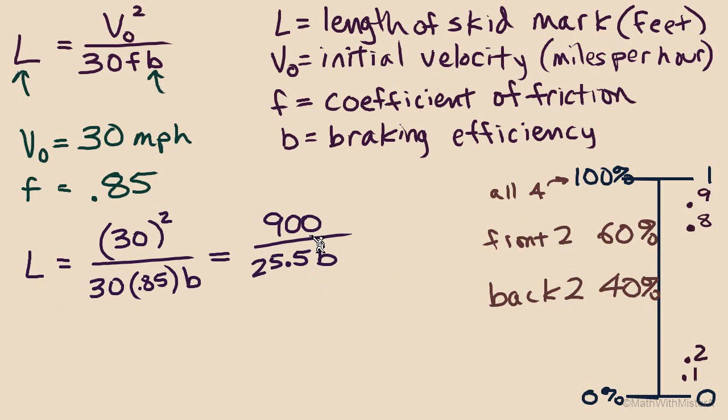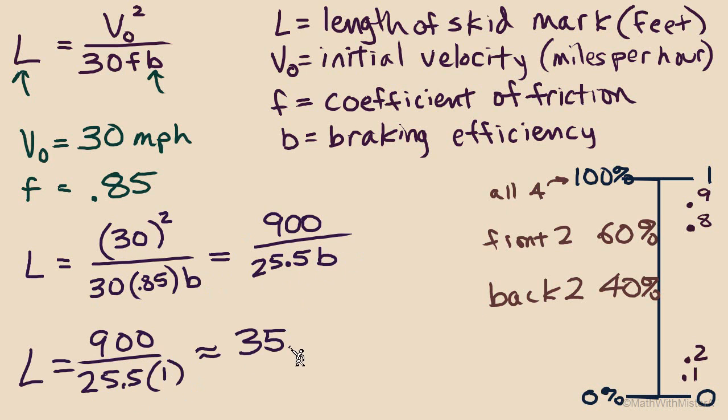Our previous example for evaluating actually was the one where we had 1 in place of B, braking efficiency, and we got that 35.3 feet. Well, let's just do that again to make sure that we're still on the right path. L equals 900 over 25.5 times B, we'll use 1, and it does equal approximately 35.3 feet. Let's set up a table to organize our results.